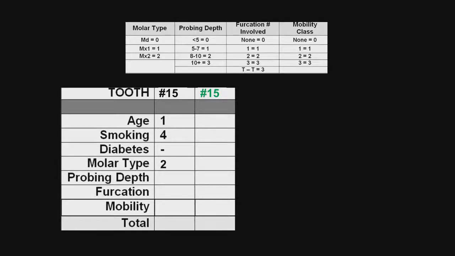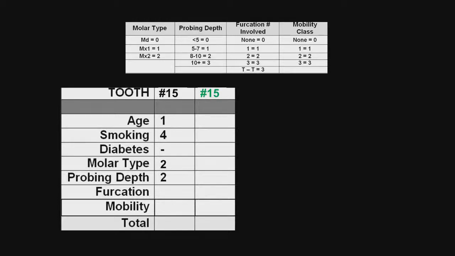That's a molar type, which is type 2, because the maxillary second molar has the poorest prognosis of any molars. And if it were a maxillary first molar, we'd score that a 1. And we know that mandibular molars have a better prognosis than the maxillary molars. So in that case, we would score that a dash.